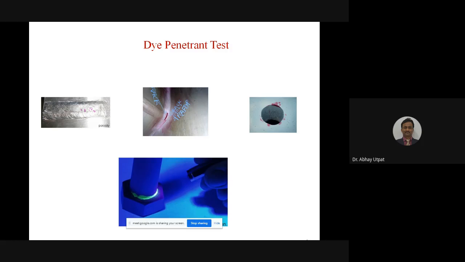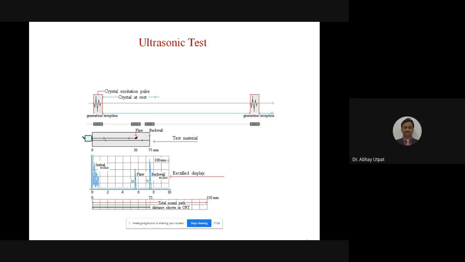Now, let us go to the next slide. Next test is ultrasonic test.